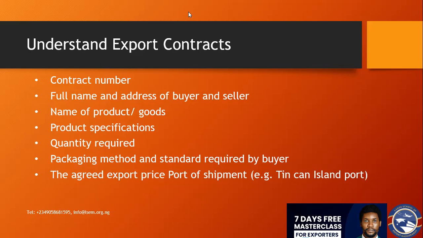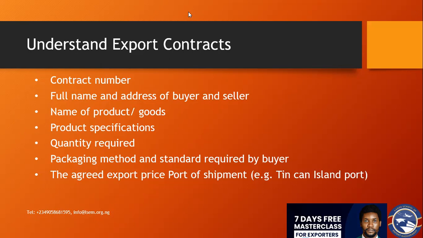because your export contracts can actually make you in the business, and it can also mar you in the business. So it's very important if you don't want to lose money. So understanding export contract, one, there has to be a contract number in your export contract. So what are the things that will be contained in the export contract? These are the things that I listed out. So one, there has to be your contract number, the export contract.